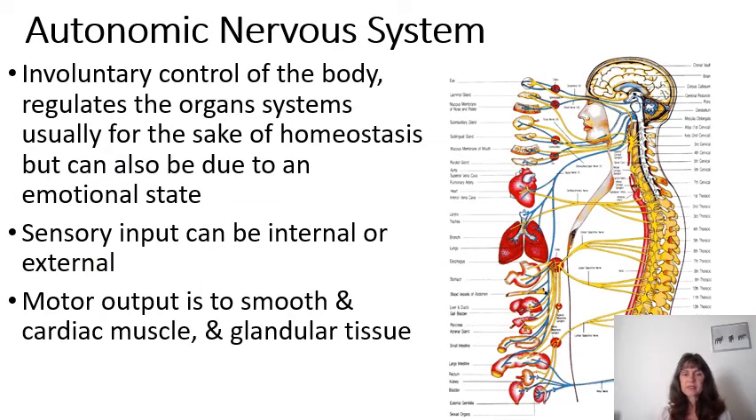The autonomic nervous system gives us involuntary control of the body, regulating organ systems, usually in order that we may maintain homeostasis, which is maintaining a relatively stable internal environment. The autonomic nervous system can be activated in different ways according to an individual's emotional state as well. Sensory input to the autonomic nervous system can be internal or external, and motor output is going to go to smooth muscle, cardiac muscle, and glands.